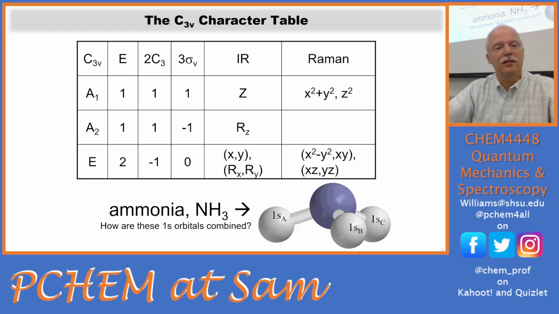It's quite a different character table. We only have 3 rows. We have A1, A2, there's no B's, and we have an E. We have this strange E motion.